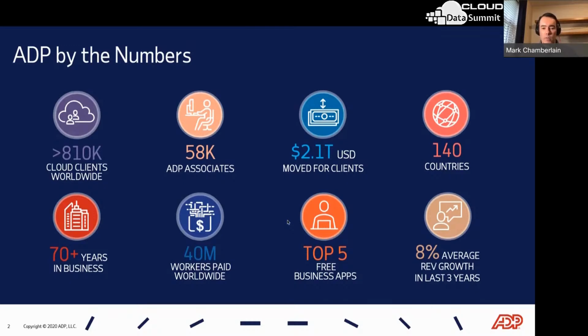We do everything from recruitment to retirement and everything in between. We have over 810,000 clients worldwide and over 58,000 ADP associates globally supporting our customers in over 140 countries. We move over 2.1 trillion US dollars for our clients, and we support over 40 million workers worldwide as far as getting paid. We've been doing that for over 70 years. So we've been around for a long time, and we've been using technology for a long time to solve the needs of our customers, and it's much more than just payroll.